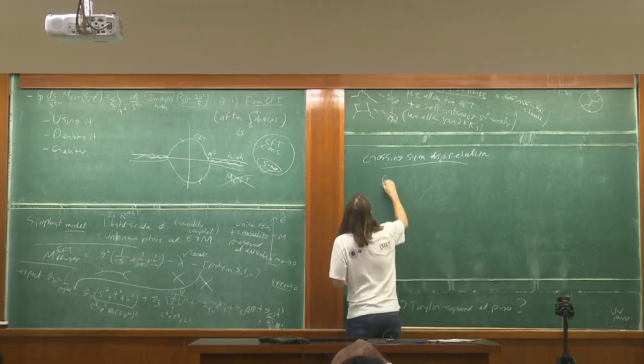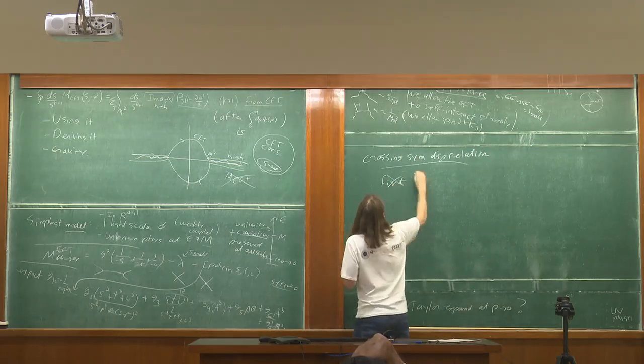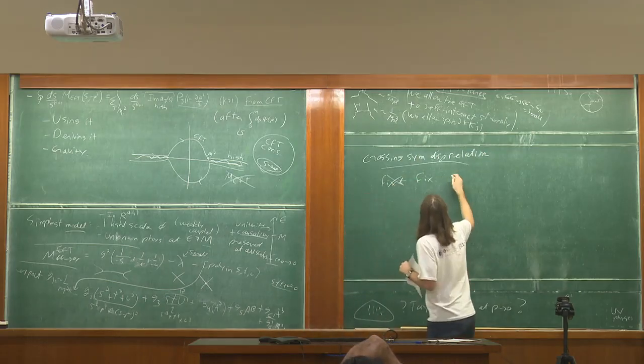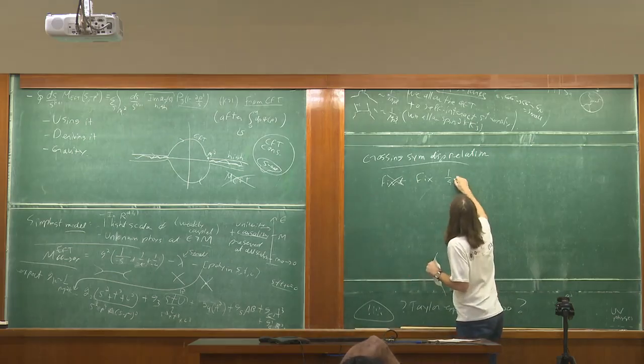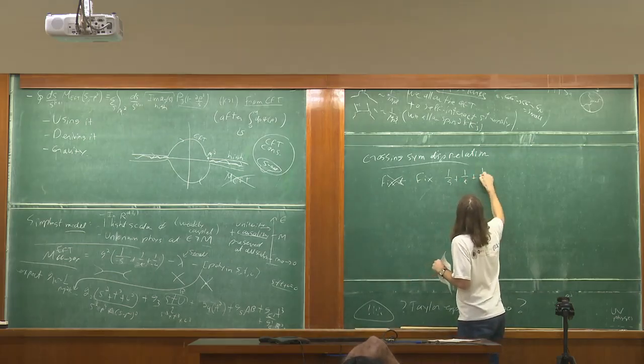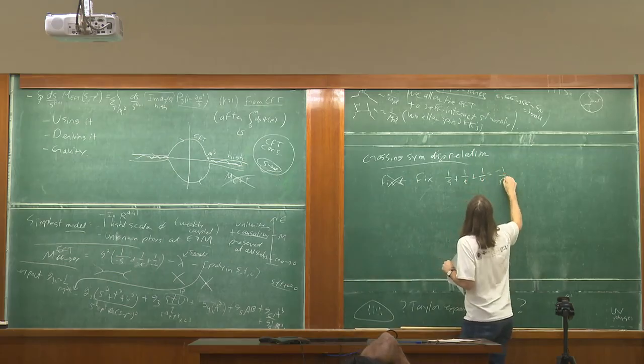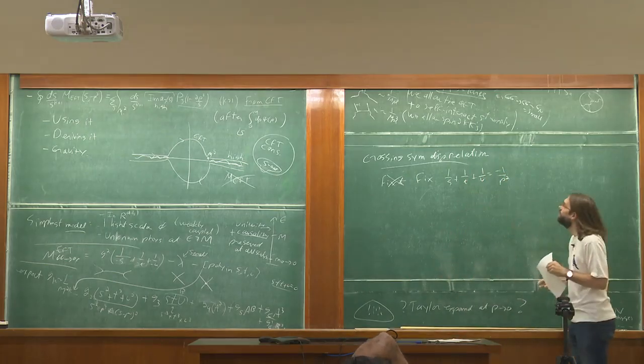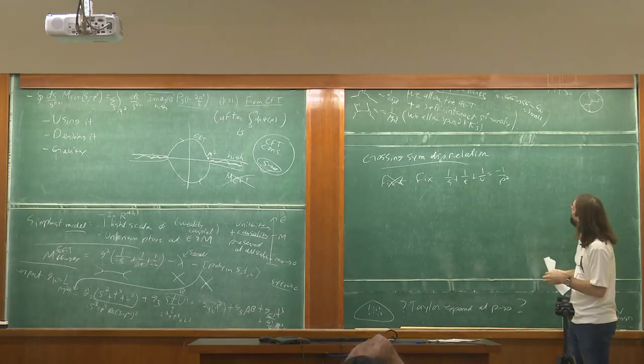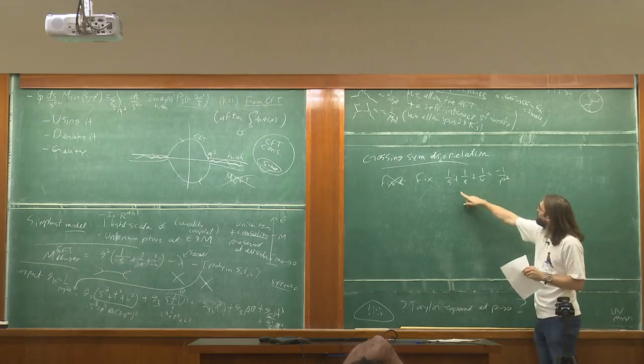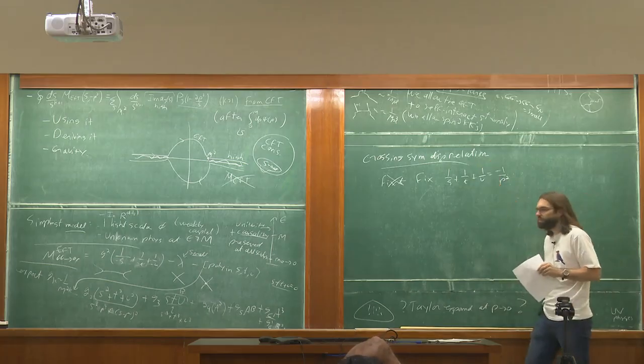So the idea is that instead of fixing t, we fix a quantity which is called 1 over s plus 1 over t plus 1 over u. We're going to fix that to equal minus 1 over p square. Okay. And somehow it symmetrically treats all channels. This is why it's called crossing symmetric.